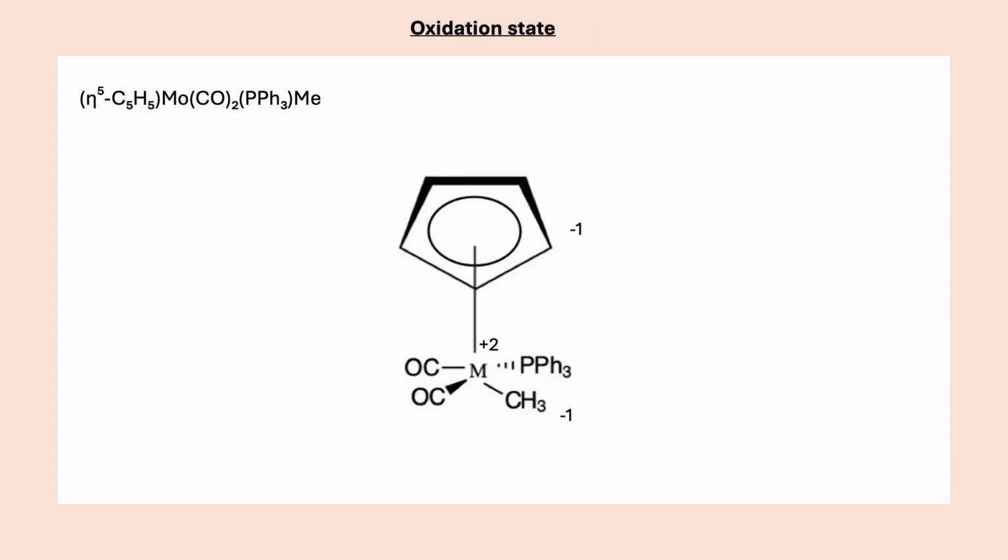Now let's just confirm that our migratory insertion reaction mechanism follows the expected rules and remains with the same oxidation state on the metal. As we can see from the picture below, the metal remains as a +2 oxidation state due to the -1 charge on the methyl ligand and on the cyclopentadienyl ligand.